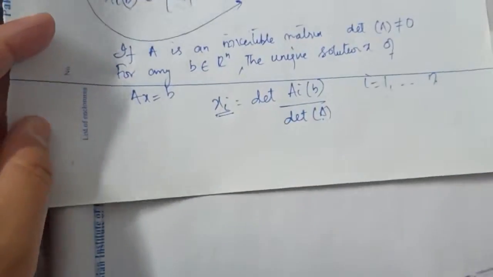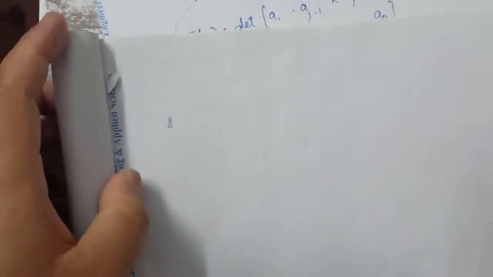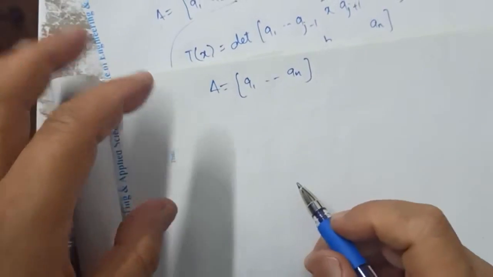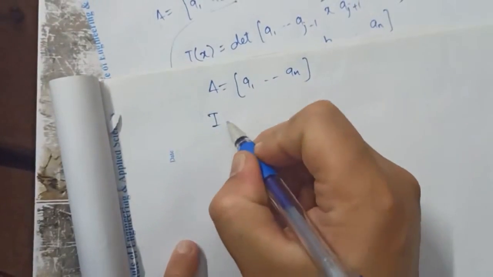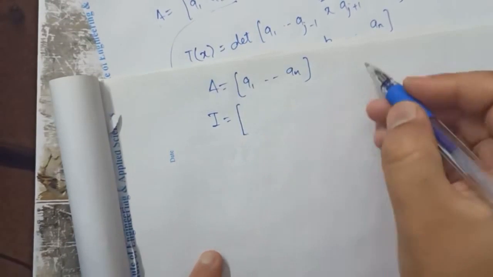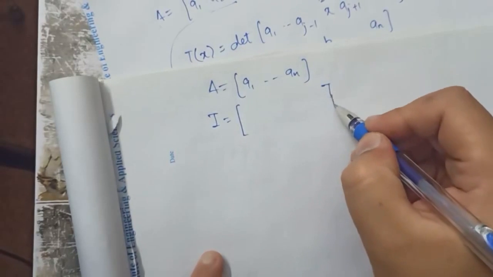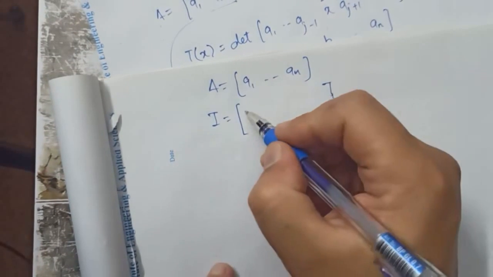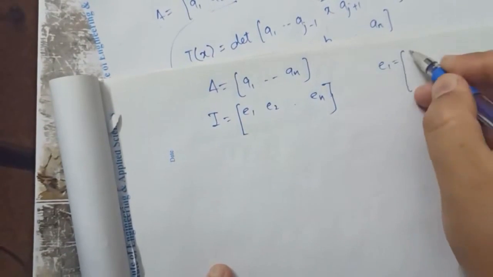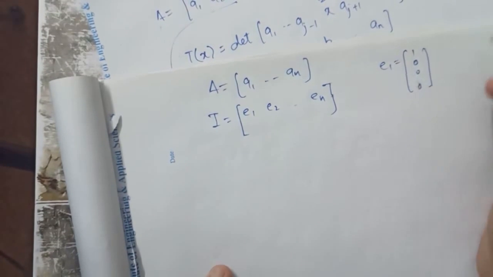Now to prove that thing here, let's say A is composed of a1 up to an, and I is an identity matrix, which we know has diagonal entries 1, and all other entries 0. So you can think of e1, e2 up to en. So e1 actually is 1 0 0, and 0 here. en is nothing but 0 0, and this is 1 here.